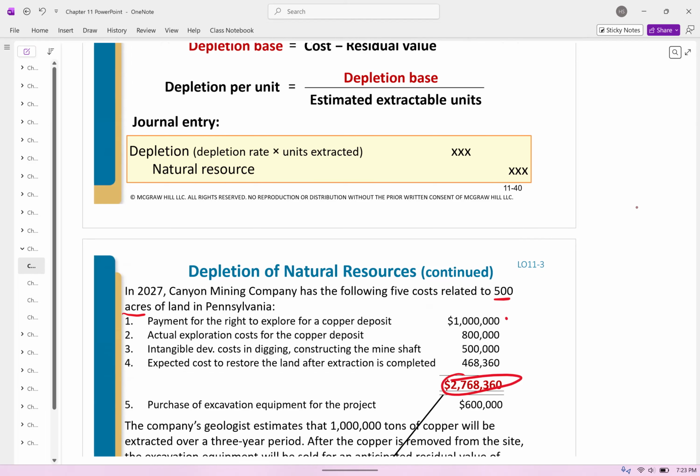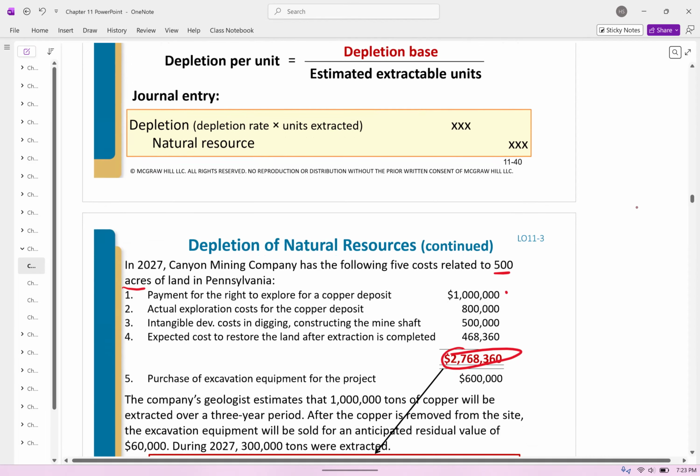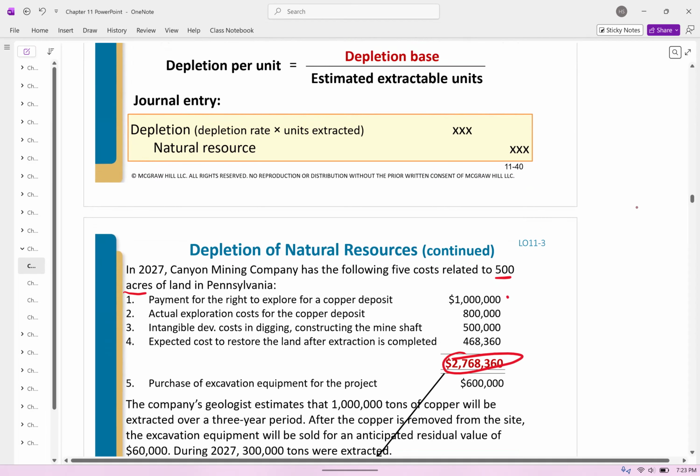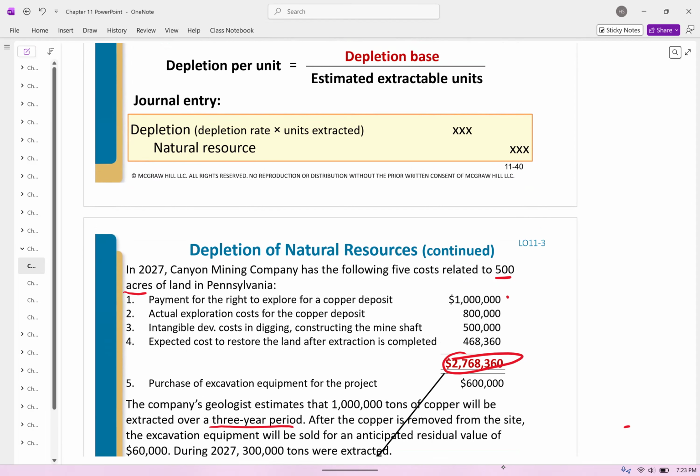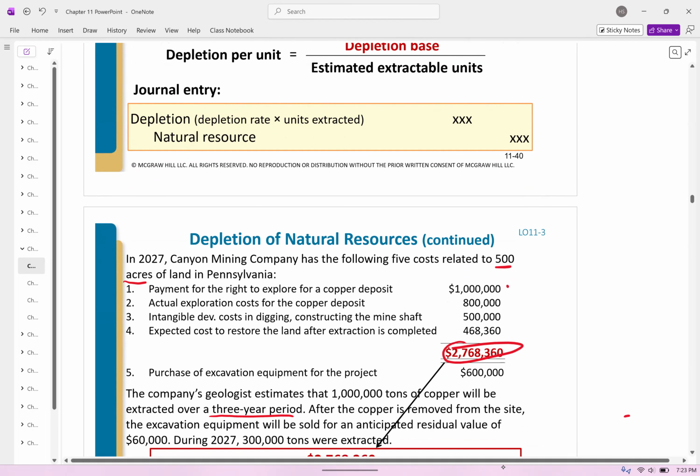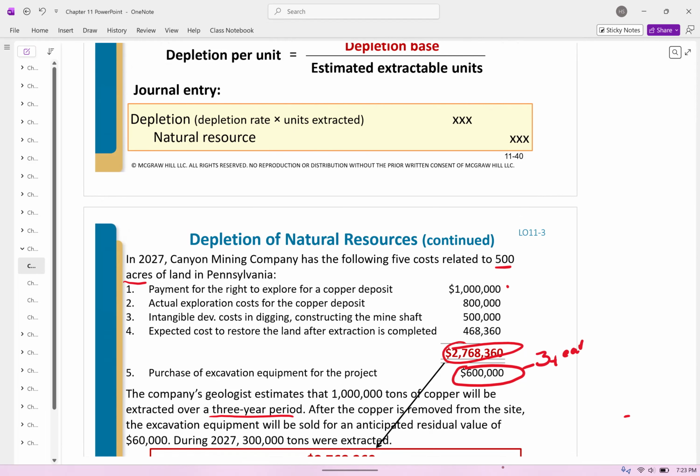They also have a purchase of excavation equipment for the project. The company's geologist estimates 1 million tons of copper will be extracted over 3 years. After the copper is removed from the site, the excavation equipment will be sold for an anticipated residual value of 60,000. And then they tell us how many tons were extracted. So what did they tell us about this 600,000? It's going to be a little bit different on that one. It has a 3-year life and it has a salvage value of $60,000.